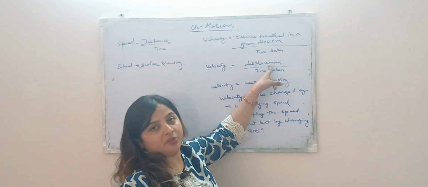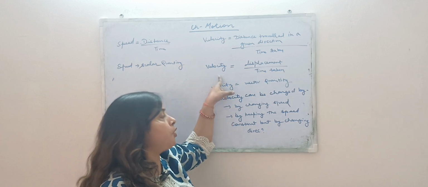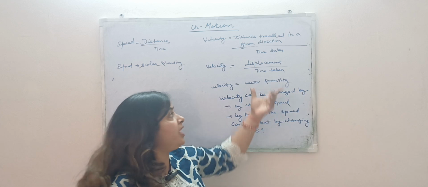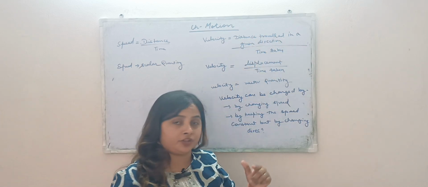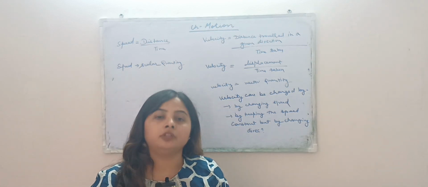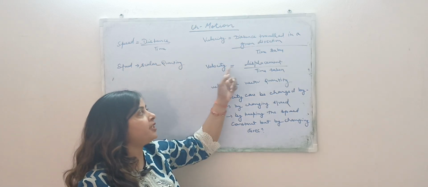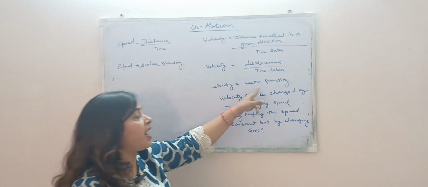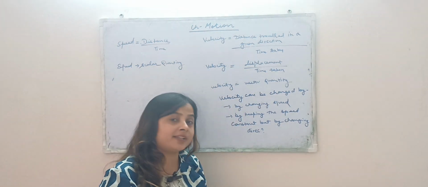That is your displacement. So now your formula can be written in this form also: velocity is equal to displacement upon time taken. Why have we written displacement at this place? Because it is distance traveled in a given direction. And when distance is traveled in a given direction, the term used is displacement. That is why the formula is written as velocity equals displacement upon time taken. So velocity is a vector quantity and speed is a scalar quantity. I hope this is clear to you children.